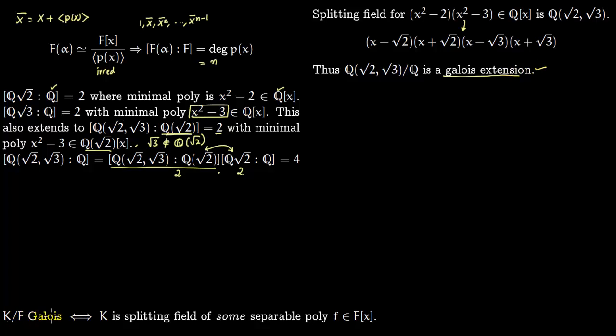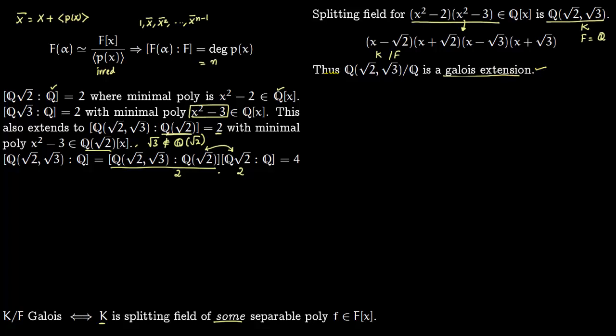K over F is Galois if and only if K is the splitting field for some separable polynomial. So the polynomial here is this polynomial, and this K is its splitting field. So this is our K in this equation, and F is just the rationals. So K over F is therefore Galois because we have been able to find a separable polynomial here. So we have a Galois extension.